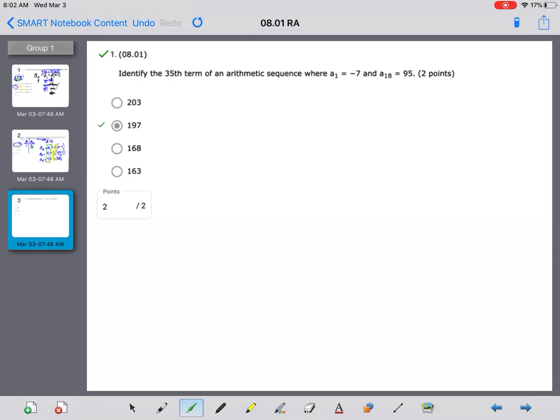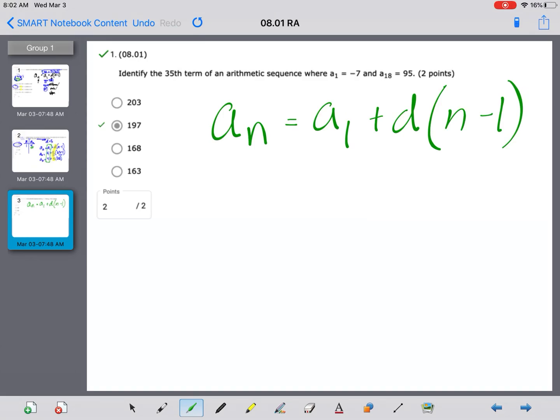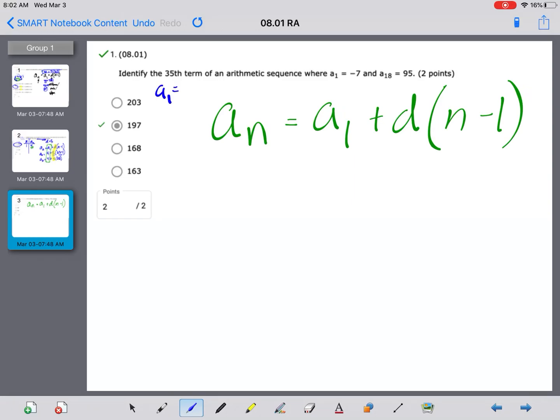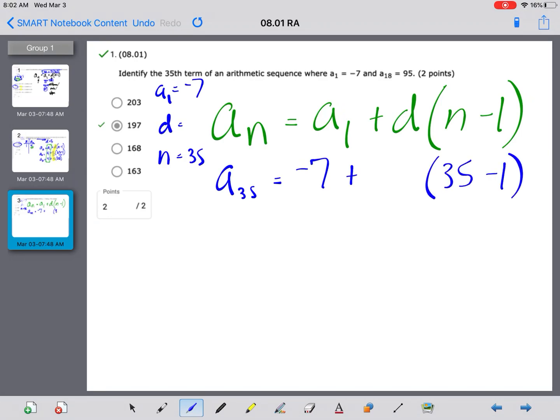Here you got this one right, but maybe you want to see how you got it right. So let's use our formula again. A sub n equals a sub 1 plus our difference times the number of terms, but don't count the first term here. So take n, meaning the number of terms, minus 1. What we're looking for here is the 35th term. Maybe I should define the variables better. So a sub 1 is negative 7. Our difference, we don't actually know yet, but we can calculate it. And what we're looking for is the 35th term. So we're looking for a sub 35. We know our first term is negative 7. We know we're looking for the 35th term. What we don't know right now is the difference.